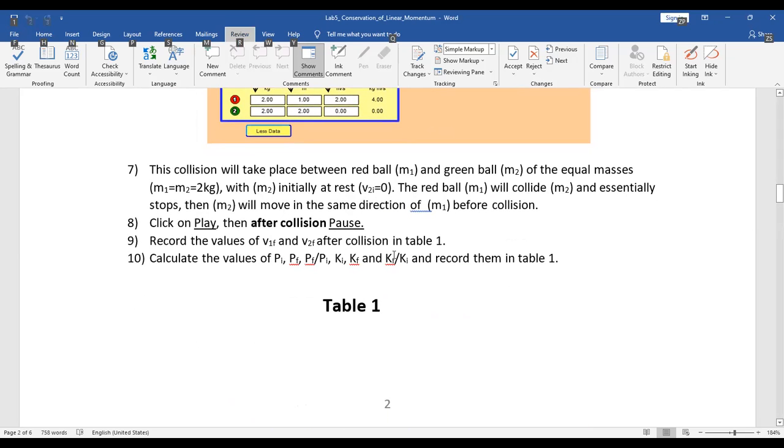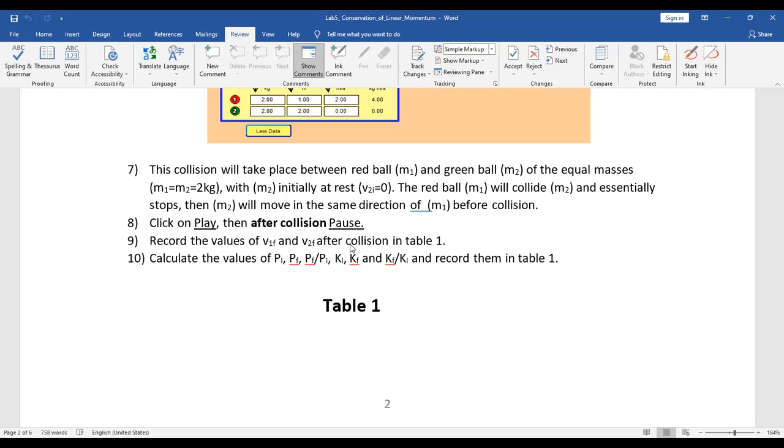So what happens? We have to click this triangle play button. You can see here the final velocity of the first ball is 0. The final velocity of the second ball is 2. Let's switch it so we can build the data table.